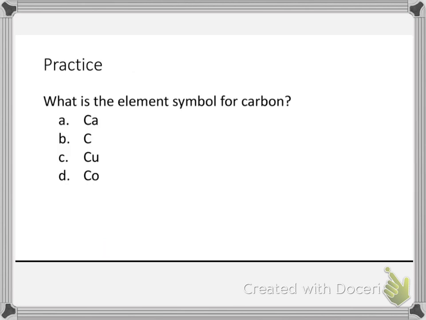So here's a practice. Now on the exam, I will not be giving you multiple choice. I'll give you a name and ask you to write the symbol. Okay, but for example, I would pause, read the question, and then I'll give you the answer. So the answer to this is letter B. That's the symbol for carbon. Ca is calcium. Cu is copper. And Co is cobalt. I picked all these C's in this multiple choice question just because there's a lot of them. So it's something we need to realize, okay, I've got to practice.